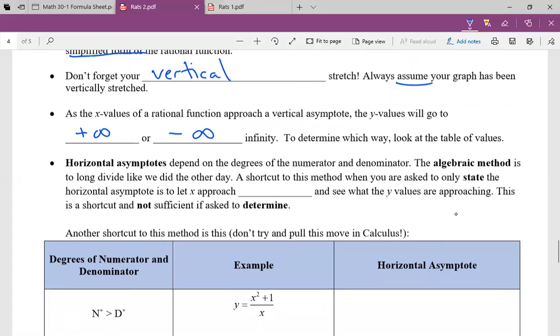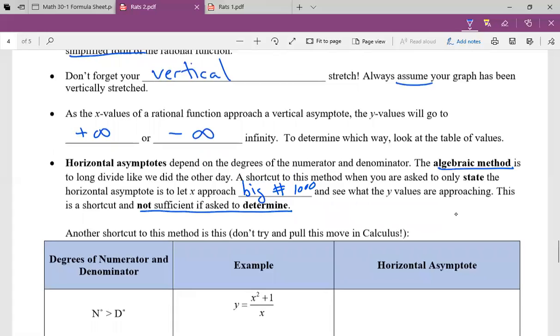Now, horizontal asymptotes, like I was saying, there's more than one way to find it. The algebraic approach is to long divide like we did in the other lesson. A shortcut when I'm asked to only state it is to let x approach a big number. So that's where I changed my table of values. I usually just let x be 1,000, my friends. And whatever the y values are approaching, that's my horizontal asymptote. I need you to know that this is a shortcut. And if I ask you to determine, which is one of your directing words in 30-1, you have to show me work.